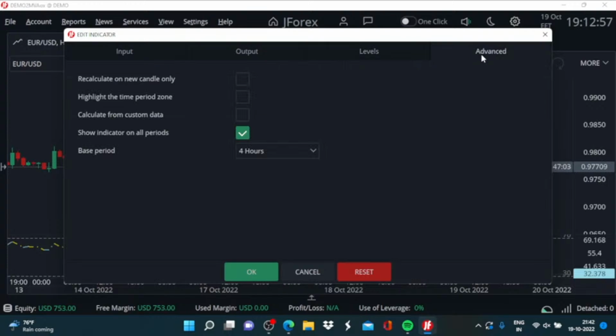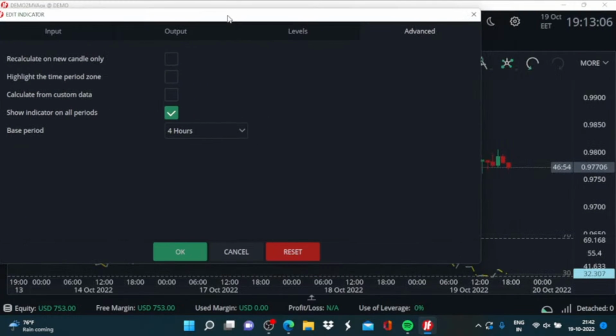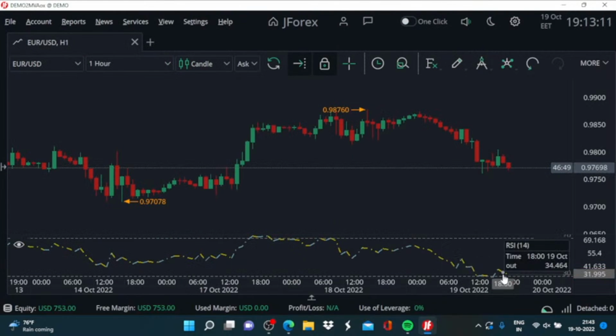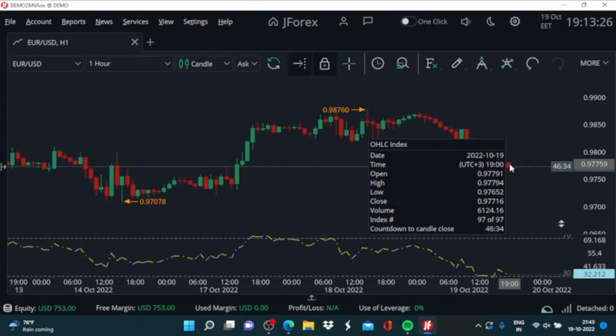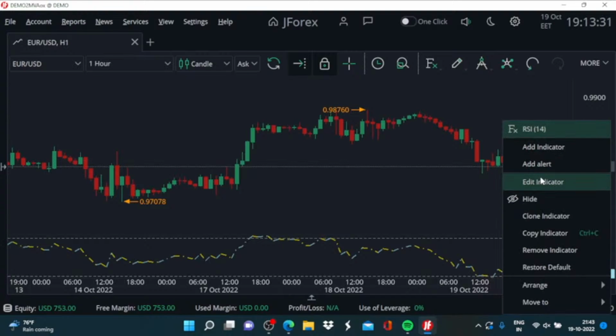Coming to the advanced editing options, we get to opt for these various options. We can opt in or opt out of these options. If you want the output value of this RSI to remain constant throughout the current candle period, then you have to opt in for this. In this scenario, the RSI output is going to remain constant throughout the current candle period. Here we have this RSI output which is now going to remain the same even though the applied price will keep fluctuating throughout the current candle period. So that's how this option works.